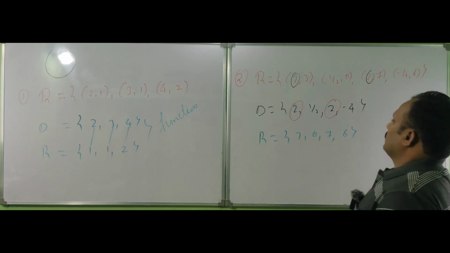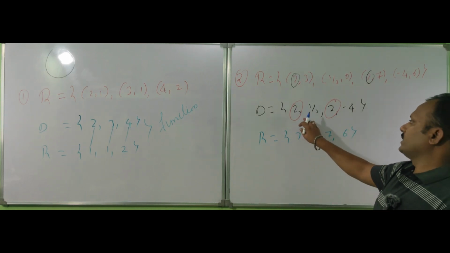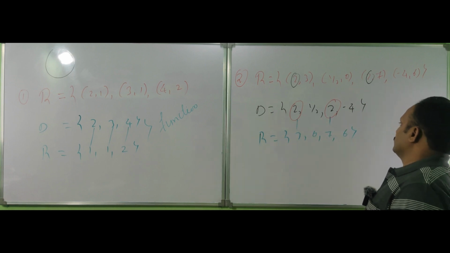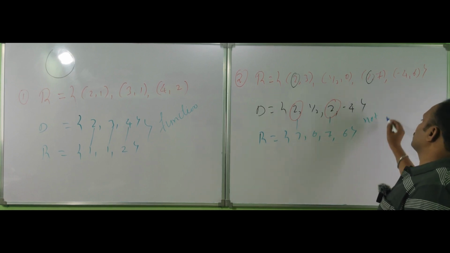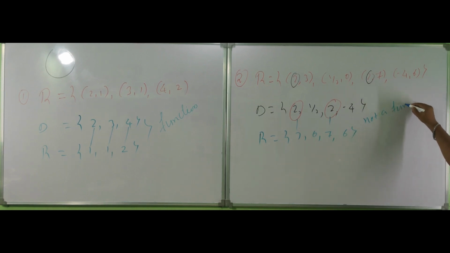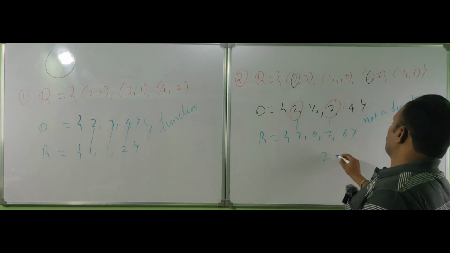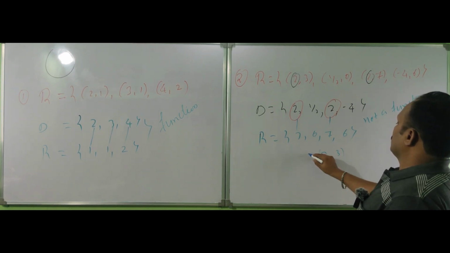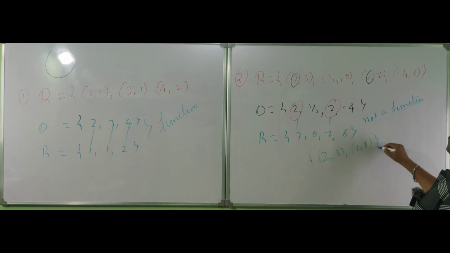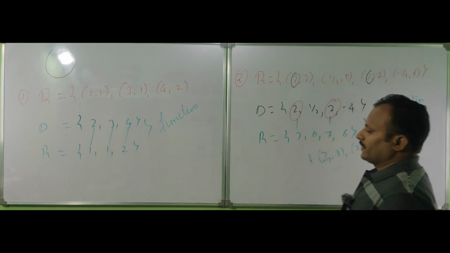A single element has 2 different images, so it's not a function. Not a function. Simply we can tell that (2,3) and (2,7) do not belong to F. You can tell so.